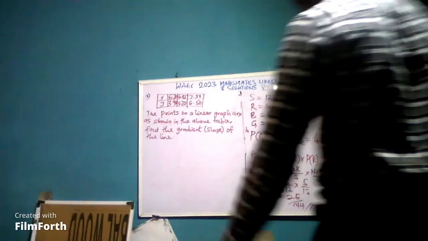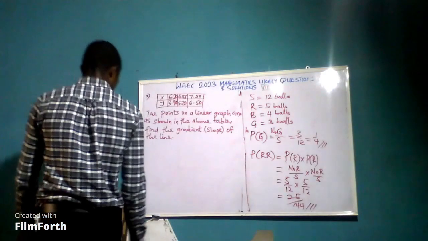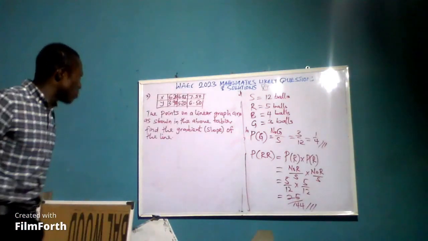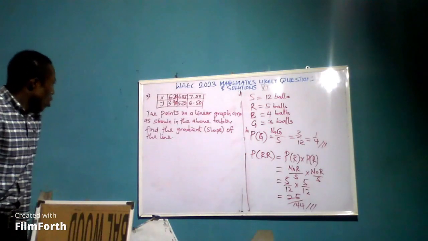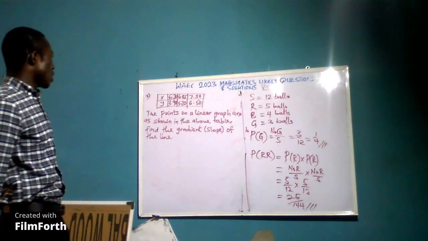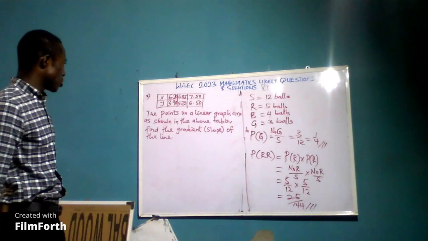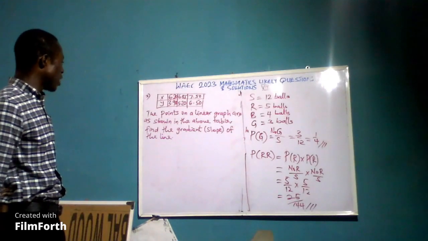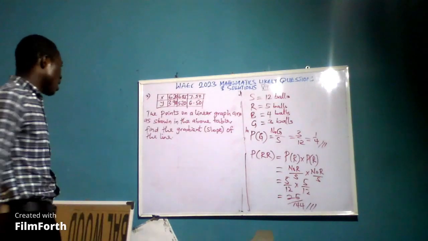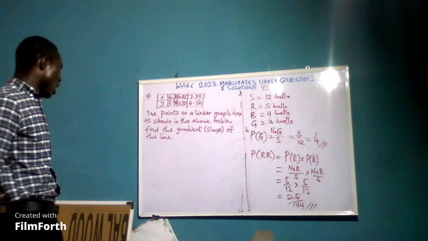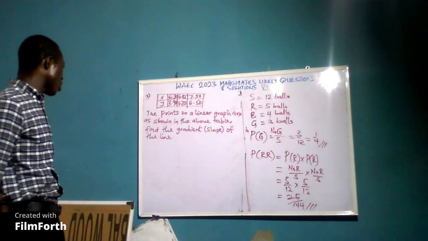Now let's gladly take question number 2. In question number 2, we are given a table of 2 rows and 4 columns. We have the values of x and the values of y. The points on the linear graph are as shown in the table, and we are asked to find the gradient or the slope of the line.